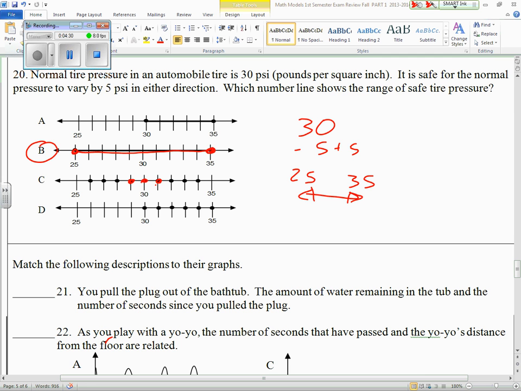No. This is going to be continuous. 30 and a half is okay. 34 and a half is okay. 35 is even okay, so this is wrong because of that. It should be including those.